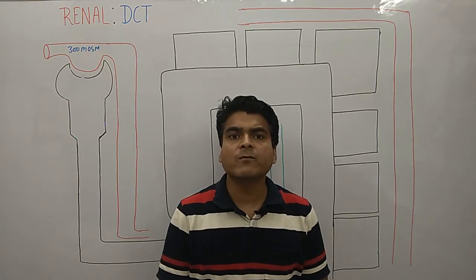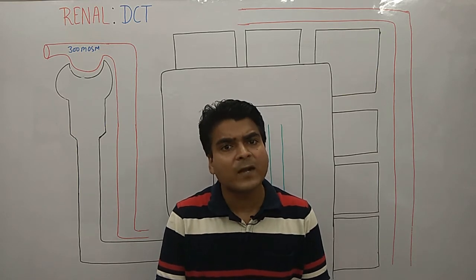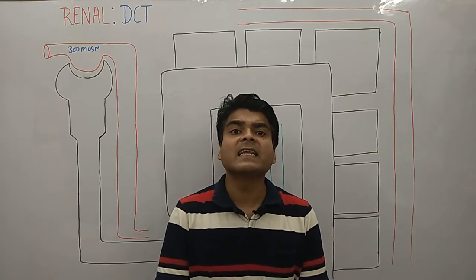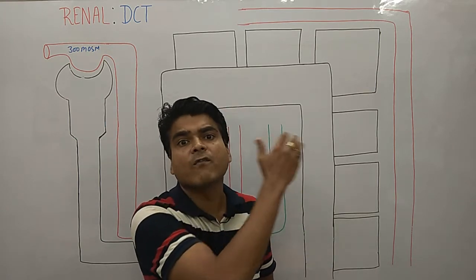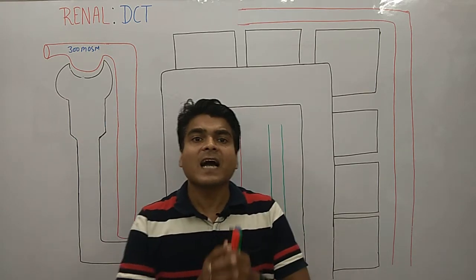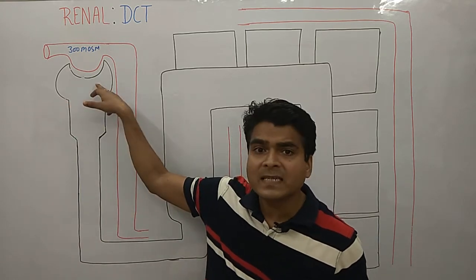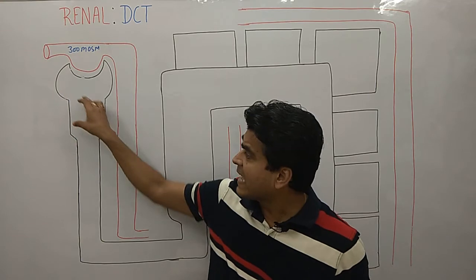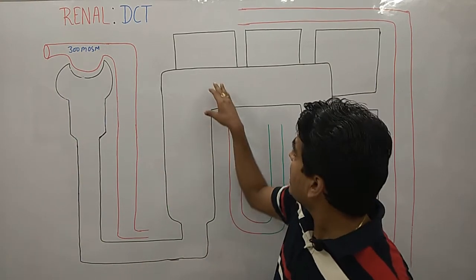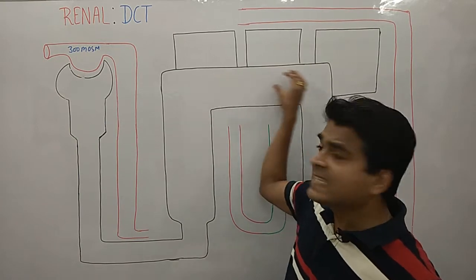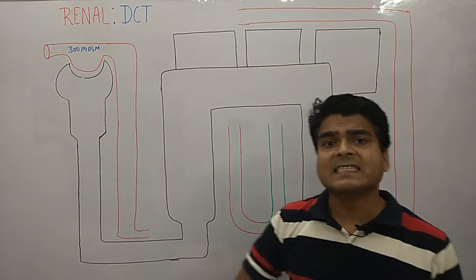Hello everyone, welcome to today's lecture. Today we are going to discuss the next part of renal physiology, the distal convoluted tubule. In the earlier lecture we already discussed the glomerulus, Bowman capsule, then PCT and then loop of Henle. Now we are going to discuss the DCT. Clear?